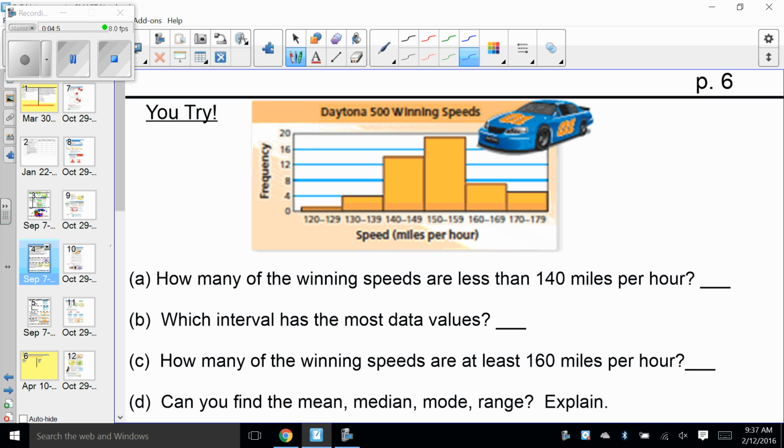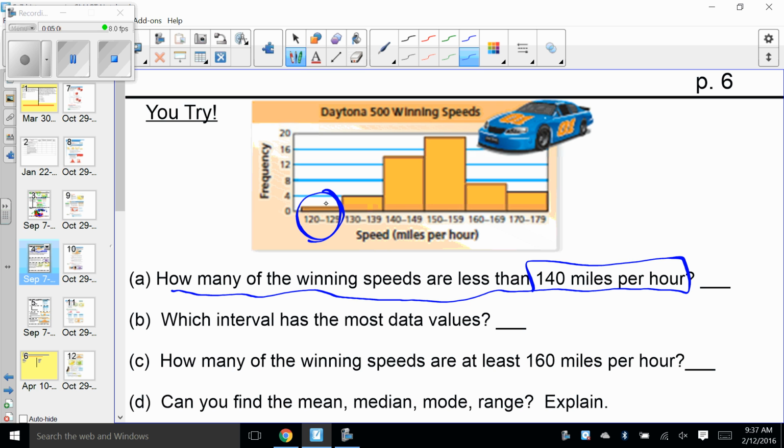And these are the people that won the race. So very few people won the race here in that low speed range. Most of the winners are coming in the 150 to 159 range. So let's ask these questions. How many of the winning speeds are less than 140? Less than means not equal to.